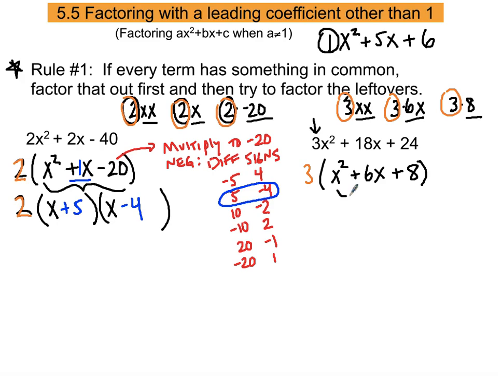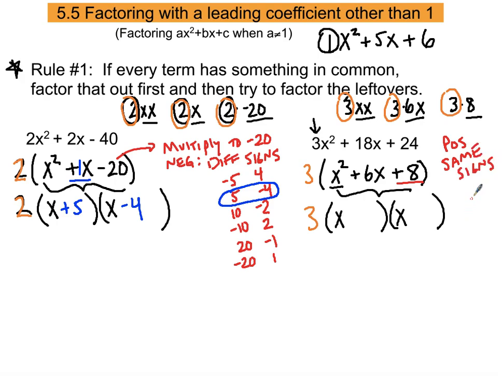And now I want to factor those leftovers. The 3 is going to stay out in front. And then I'm going to write my 2 sets of parentheses. And I know 2 things that are going to multiply to x squared would have to be an x and an x. And now I'm going to list out all the things that multiply to a positive 8. And since it's positive, we're going to have same signs, both positive or both negative.